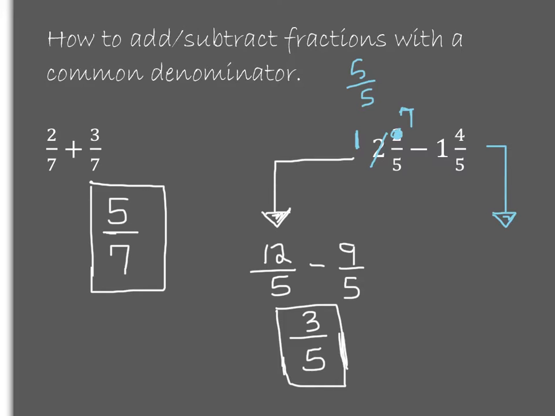Now we have enough to subtract the fraction pieces. So 7/5 minus 4/5 would be 3/5, and 1 minus 1 would be 0. So I don't have a whole number piece there. So I still get 3/5, but you can see that with the borrowing part involved, it's a little more complicated. So a little bit safer to change them to improper fractions.